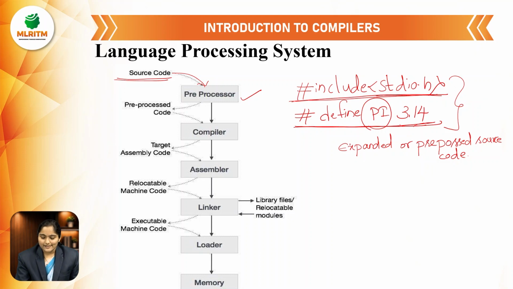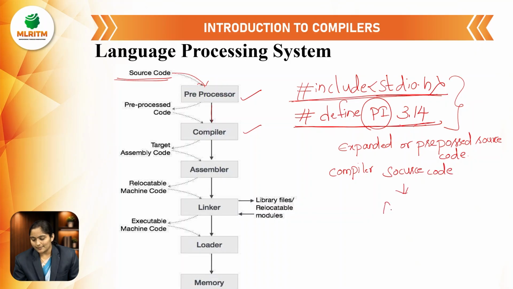And this pre-processed code will be given to a compiler. We already know that a compiler is a translator that converts the source code given by the programmer into equivalent target code or binary code. Usually the compiler converts source code into assembly code.